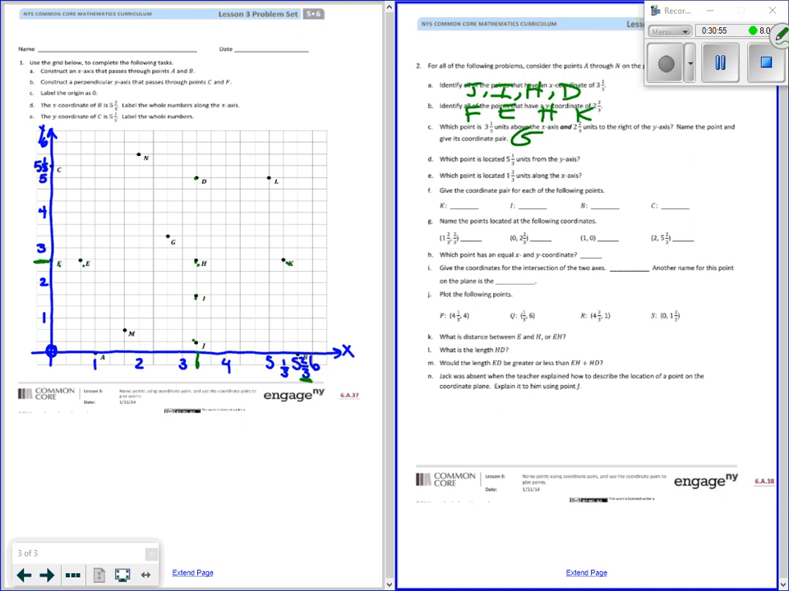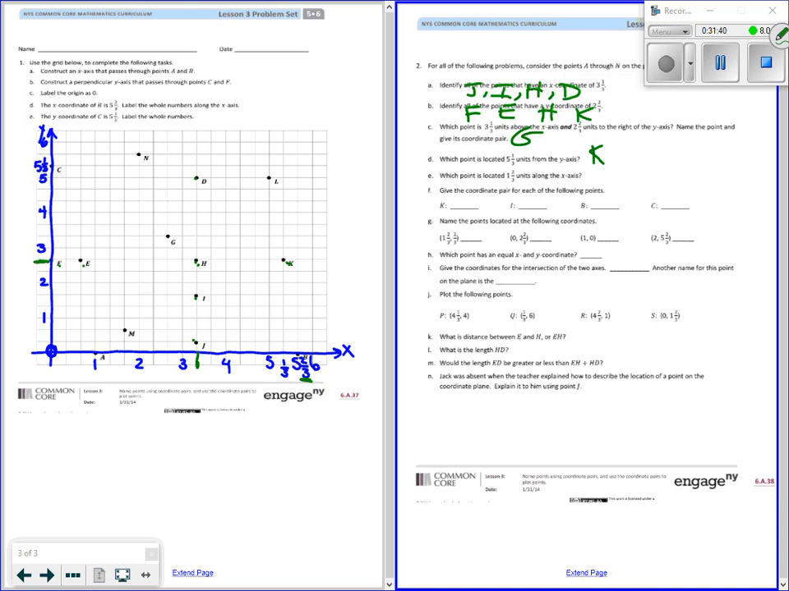Which point is located 5 1/3 units from the y-axis? If I'm at the y-axis and I go 5 1/3 away, 5 1/3, there is only one. What point is that? K. K is the only one that is 5 1/3 away from the y-axis. The y-axis runs vertically, and there's only one that is 5 1/3 away from it.